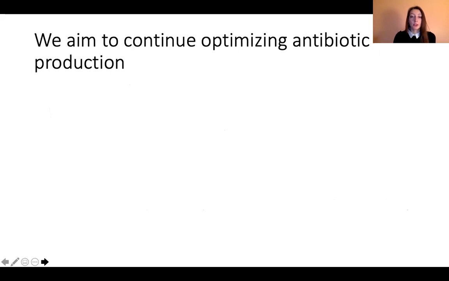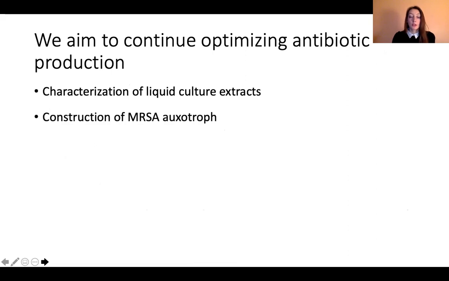So for our future directions, we want to keep optimizing antibiotic production, and the way we want to do that is to characterize those liquid extracts. Those plates we just showed you, whether they were pure or co-culture, we want to see what was produced. We also want to construct a MRSA auxotroph. If we can't use a soil pathogen in lieu of a human pathogen, then we probably should make it a safer and really easy to work with pathogen. So that's the idea with that.